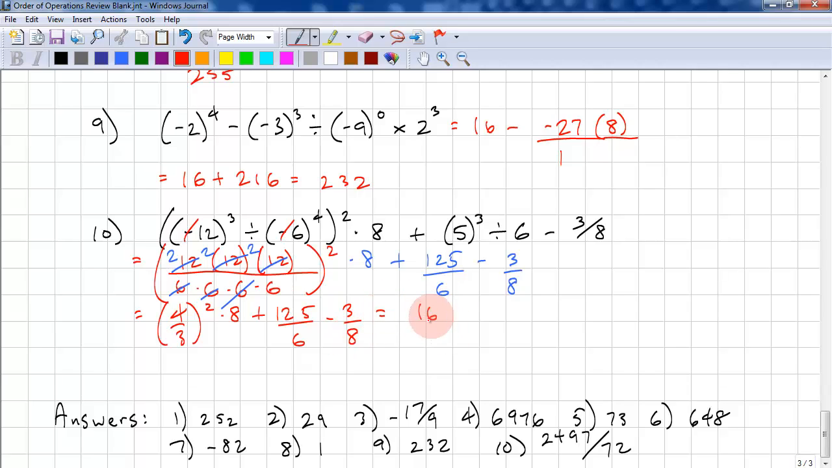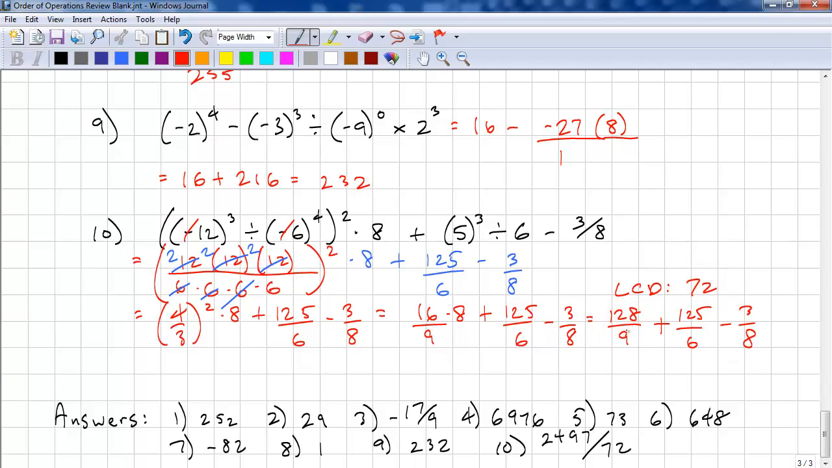Okay, now we have 16 over 9 times 8, plus 125 over 6 minus 3 over 8. And let's multiply these two. That's 128 over 9 plus 125 over 6 minus 3 over 8. You need a common denominator. So there's a 2 in 8, so we don't have to worry about the 6. And there's a 3 in 9 in 6, so we don't have to worry about the other part of the 6. So our lowest common denominator is multiplying these two, so that's 72.